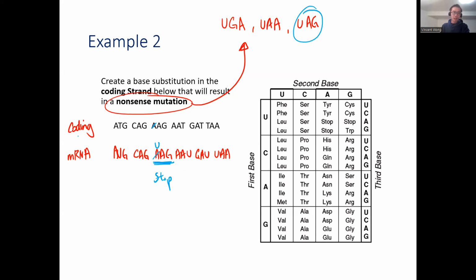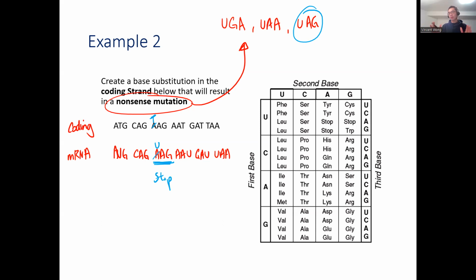And what would the change look like in the coding DNA? Well, U corresponds to a T. That's one possibility, right? Is there another spot where this is possible? Does anybody see another answer? The one on the end. This one? Yeah, it's already a stop, so we don't have to change it. Even if we change it, it's not going to be a nonsense.